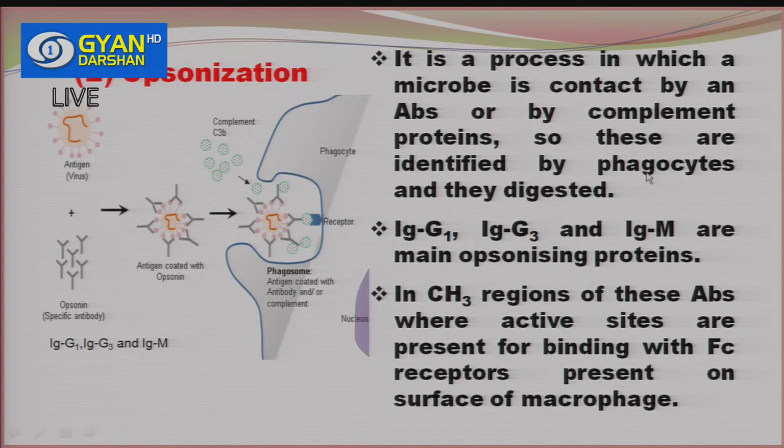These are identified by phagocytosis and digested. You can see here the antigens and the antibodies; they will bind together. Here the complement B proteins are there. Basically opsonization helps through your antibodies. Here the antibodies IgG1, IgG3 and IgM are the main opsonizing proteins.